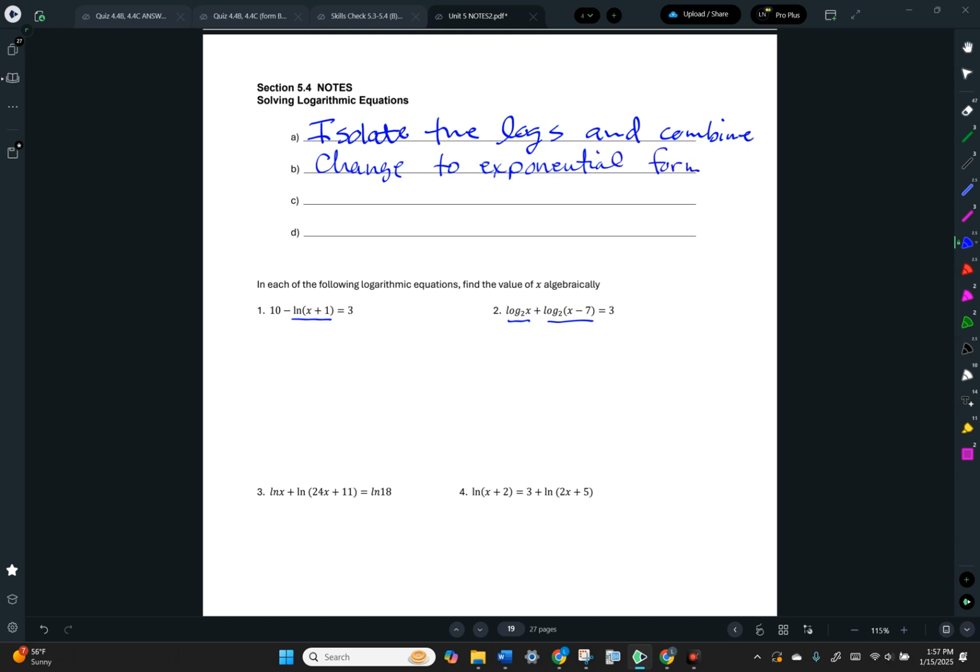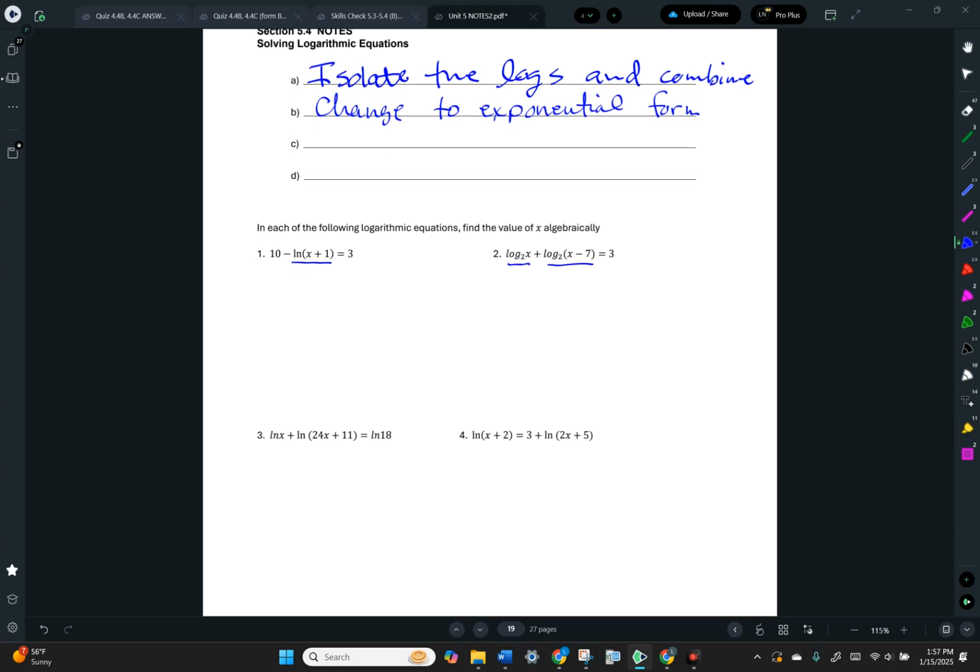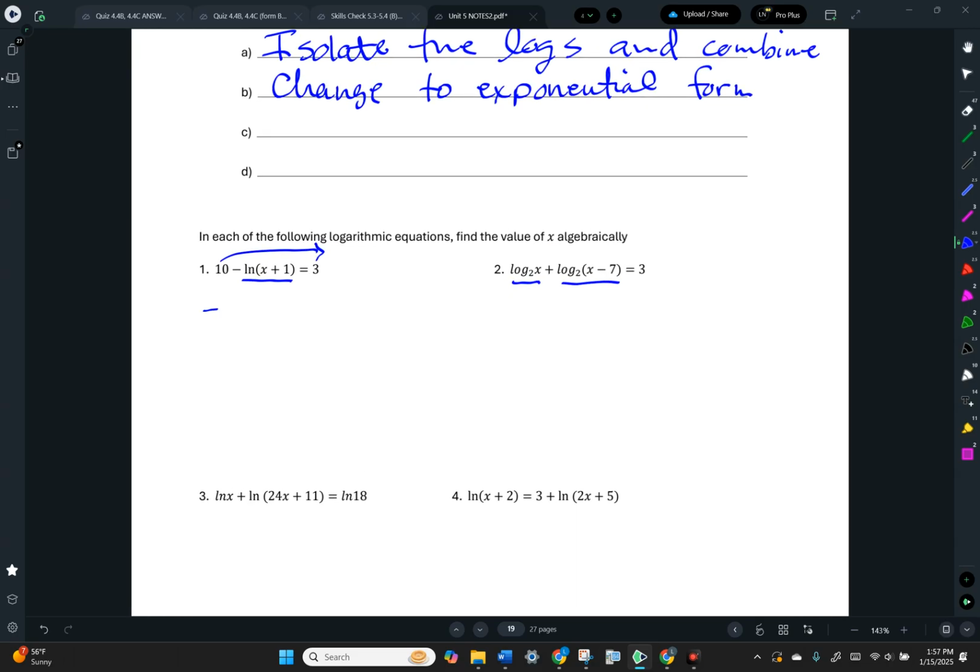Okay, why don't we, instead of filling out the rest of the steps here, go through both of those? So on number 1, isolate the logs. I'm going to get this natural log by itself. So if I subtract 10 from the other side, so I'm moving 10 to the other side, then I'm going to have negative natural log of x plus 1 equals negative 7. So really, the logarithm is not by itself yet because I have that negative. But do you see that if I were to multiply both sides by a negative, all that's going to do is make both of these positive? Okay, so the logarithm's by itself.